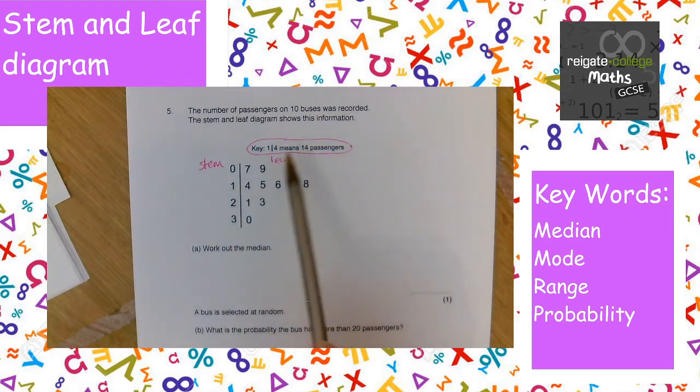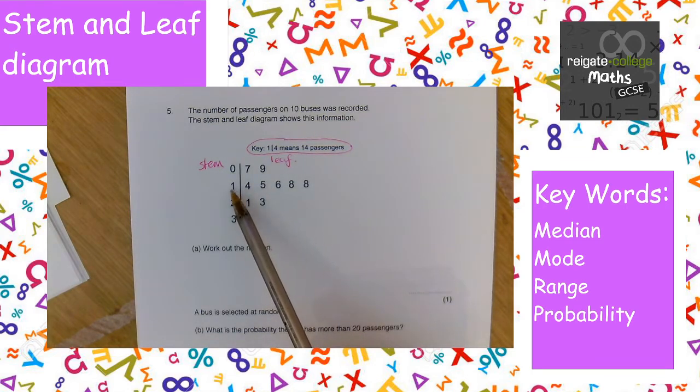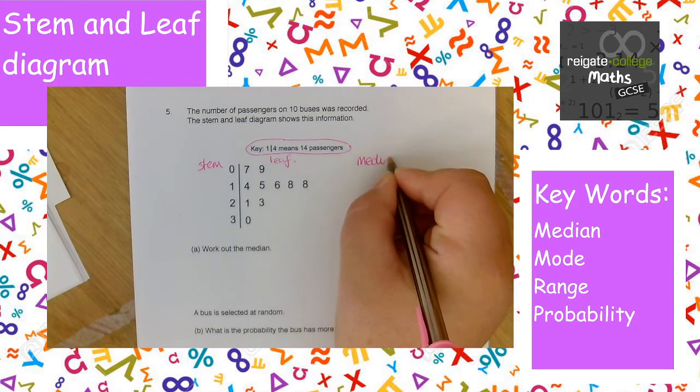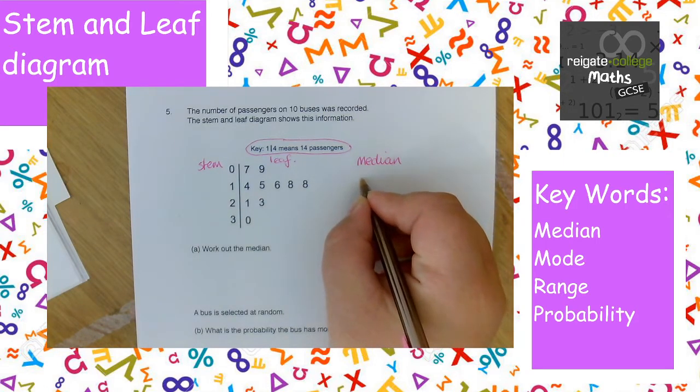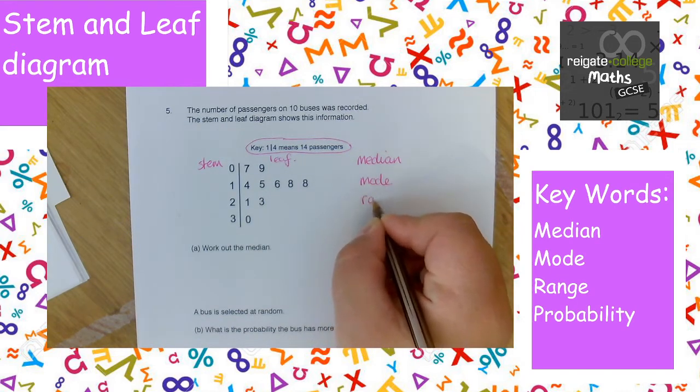This key tells us that the 1 followed by the line and then the 4 means 14 passengers. So we must remember to read the stem and the leaf together when we're answering any questions. This particular question asks for the median, but I'm going to show you how to work out not only the median, but also look for the mode and calculate the range.